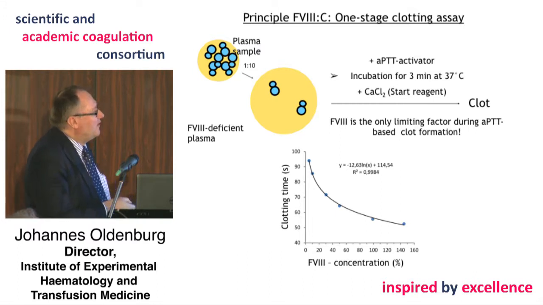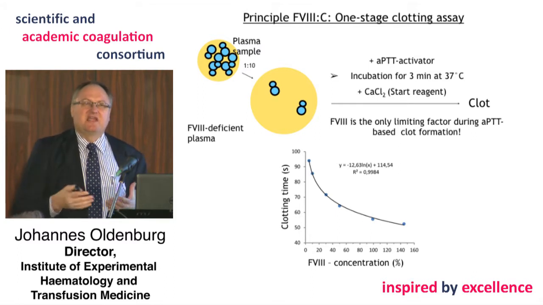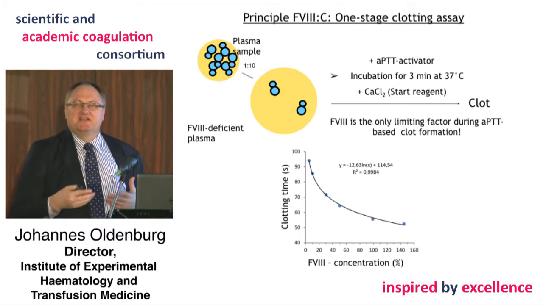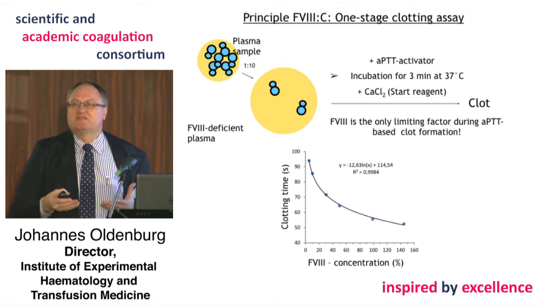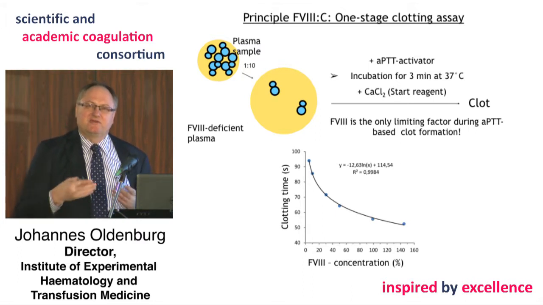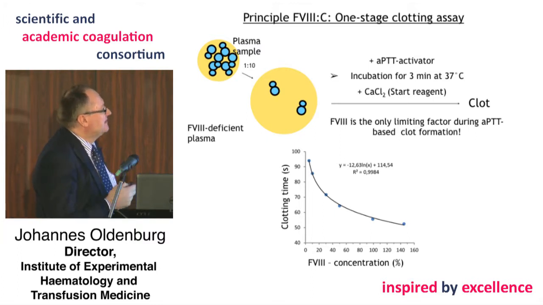So we have a factor VIII deficient plasma to which we are giving the patient sample, and in this factor VIII deficient plasma we have all components that we also have in circulation in a physiological condition, and these components are present in a physiological concentration. That is very important for understanding these assay discrepancies.